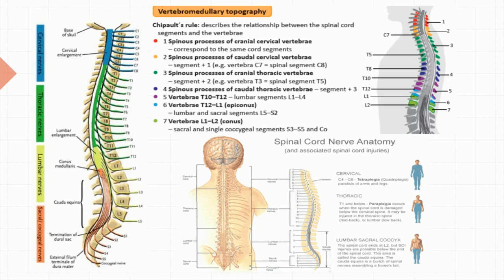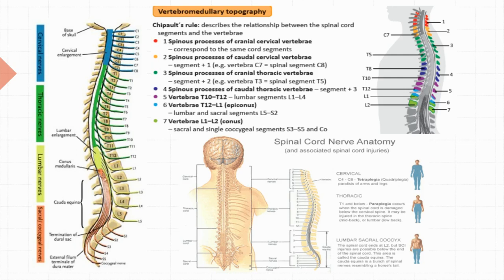Chipault's rule talks about the levels of the vertebrae and how they are related to the actual origin of the spinal nerves themselves. We can see that here we have the cervical spinal nerves, and then the thoracic, the lumbar, and the sacral. You can see, if you look at the colors, how they correspond to the regions of the vertebral column where they exist.